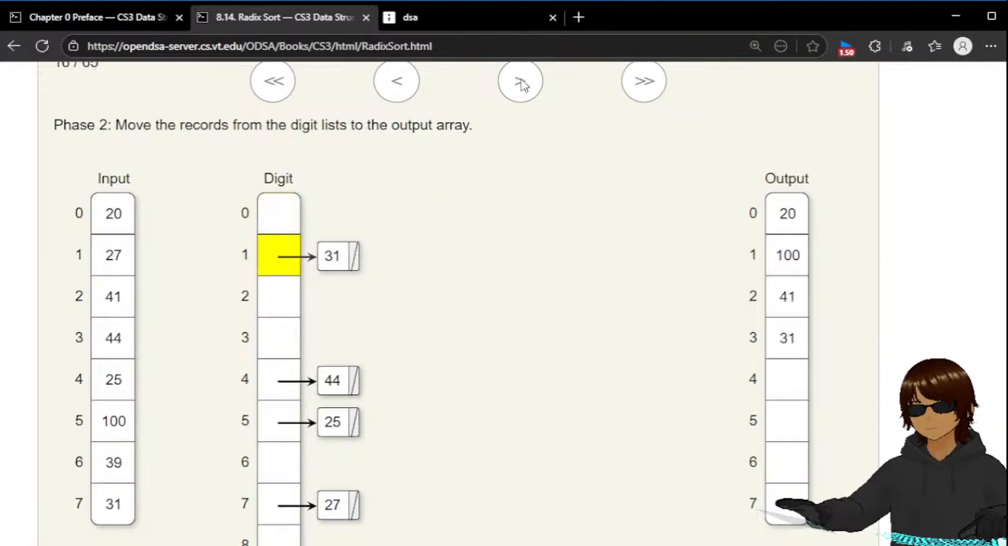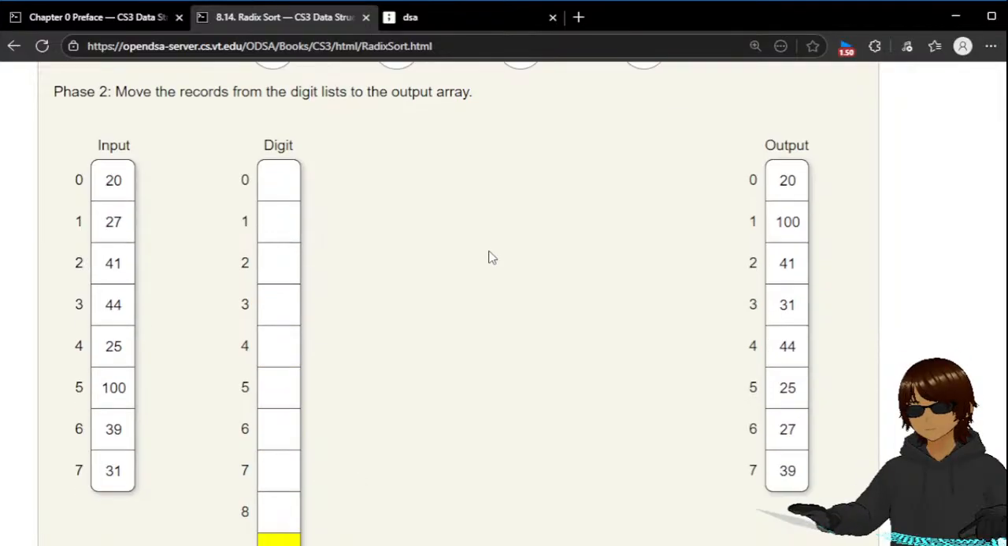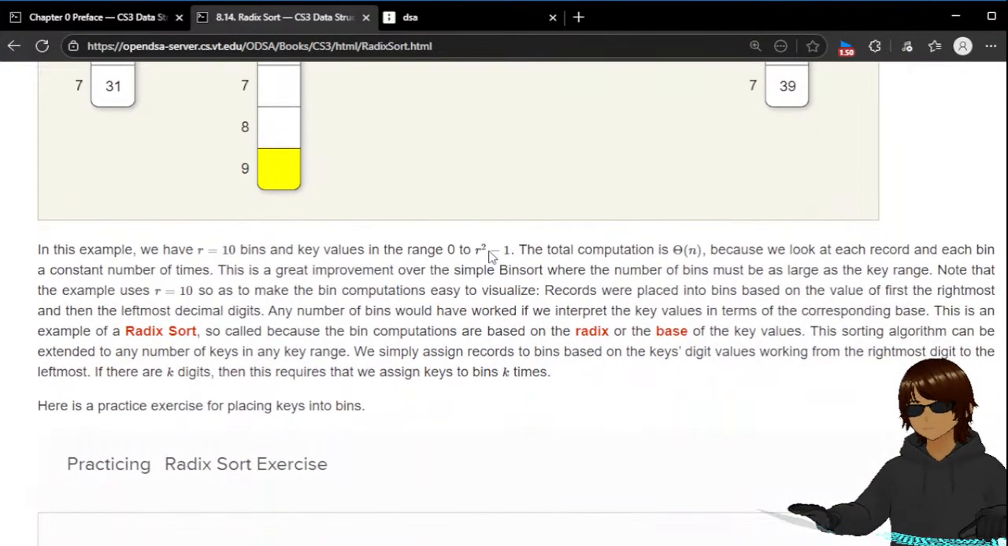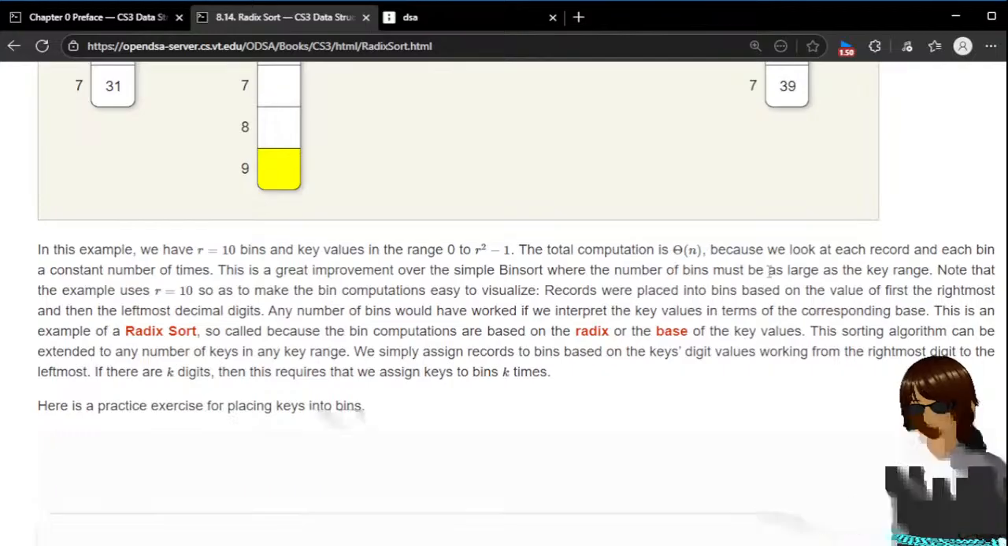So everything is in order, and the relative ordering stays the same. We have r equal to 10 bins and the key values in the range 0 to r squared minus 1. The total computation is Theta(n) because we look at each record and each bin a constant number of times. This is a great improvement over the simple bin sort, where the number of bins must be as large as the key range.